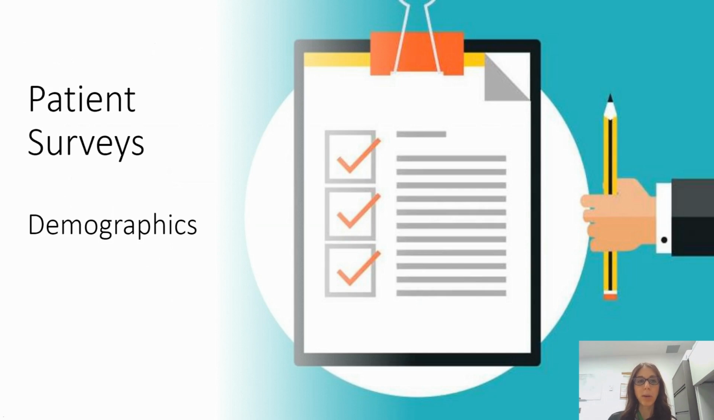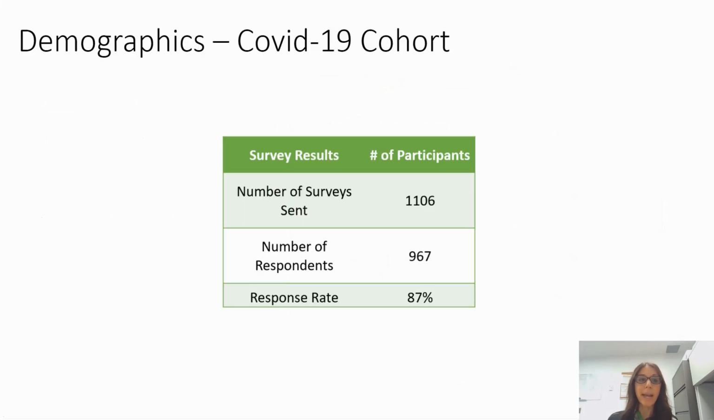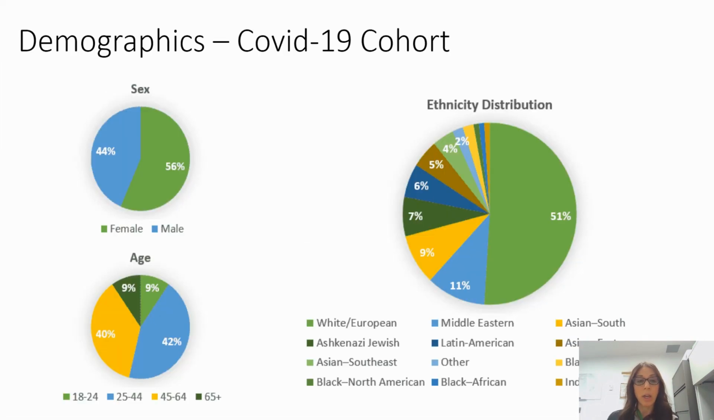So now I'm going to talk about some of the demographic data that's collected from our patient surveys. We handed out 1,106 surveys, and we received 967 responses back, which is an 87% response rate, and we thought that was pretty good. So in our cohort, there's approximately an equal number of males and females in the study, and we see that most respondents fall between the ages of 25 to 64 years of age.